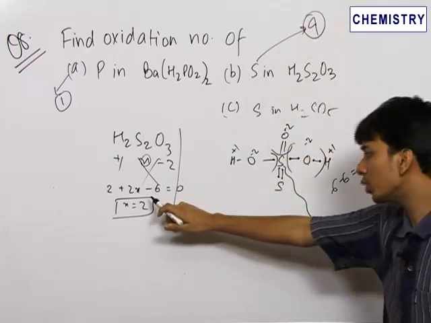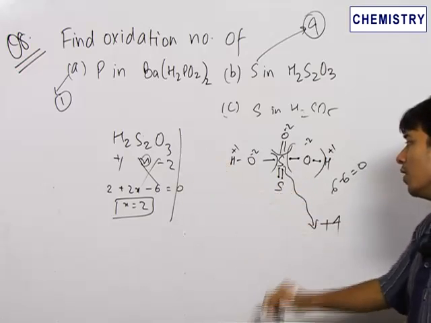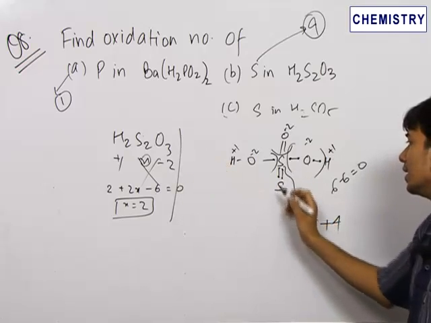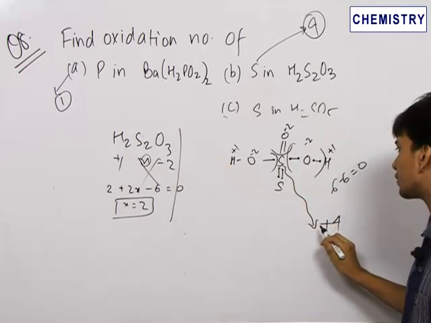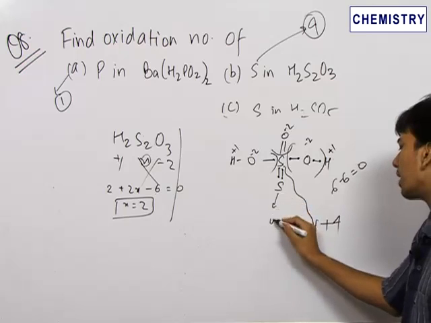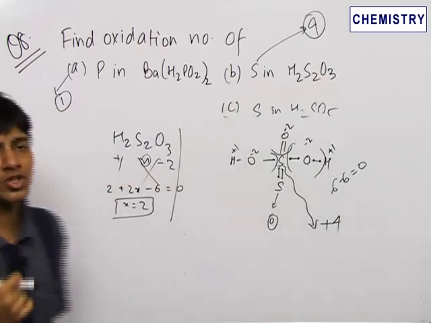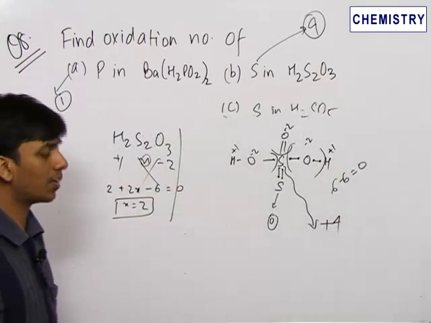The mistake which we were doing here is that we assumed the oxidation number of both the sulfur atoms to be the same, which is not actually the case as we see here. The oxidation number of one of the sulfur atoms is 4, that is the central sulfur atom is 4, and the oxidation number of the other sulfur atom is 0. So in such doubtful cases, you should always draw the structure and find out the oxidation number.